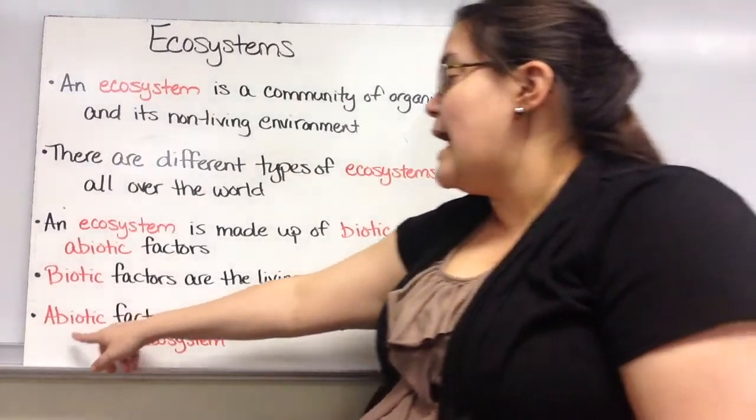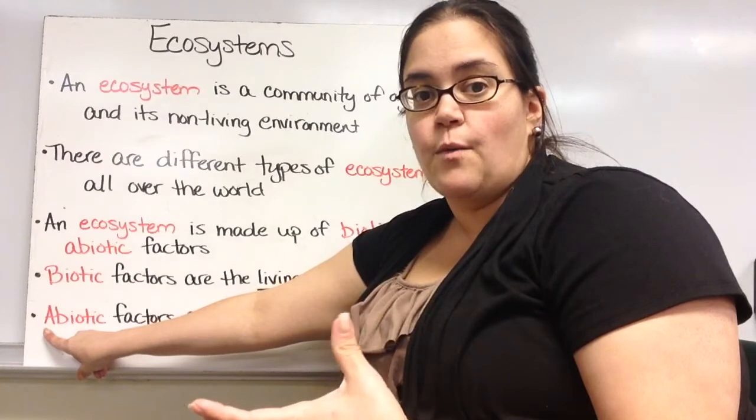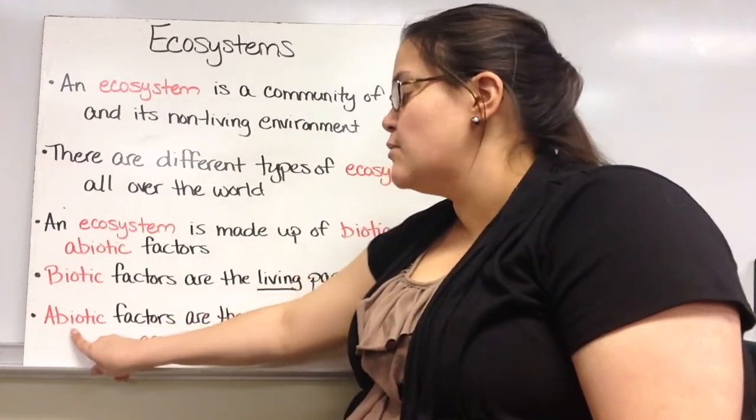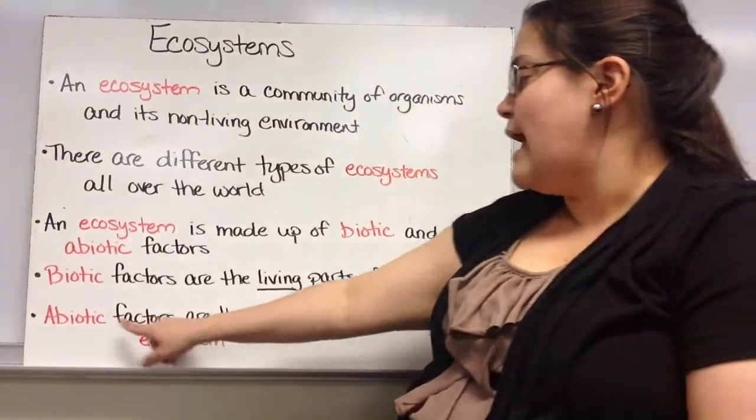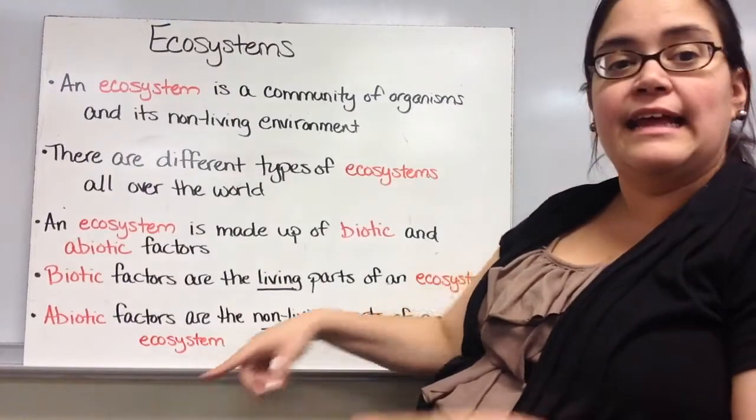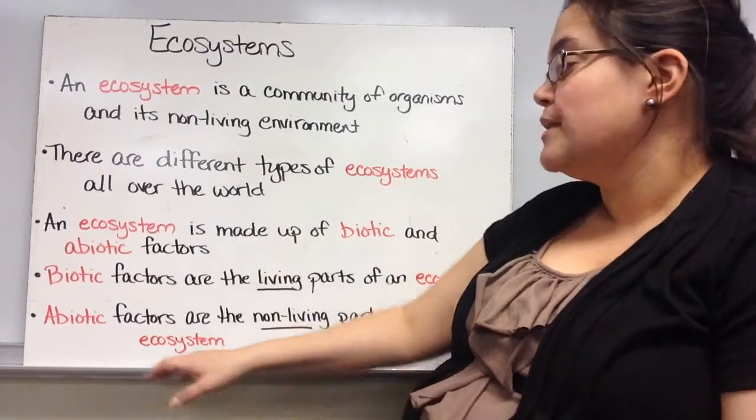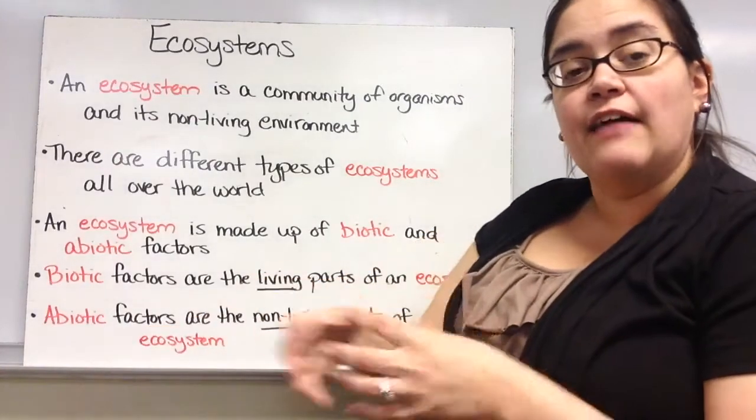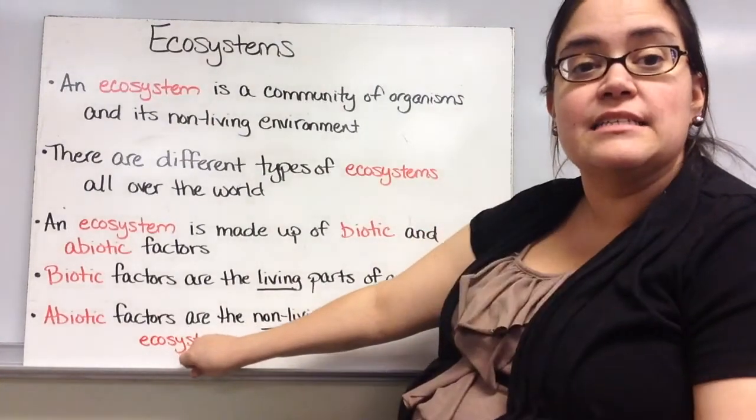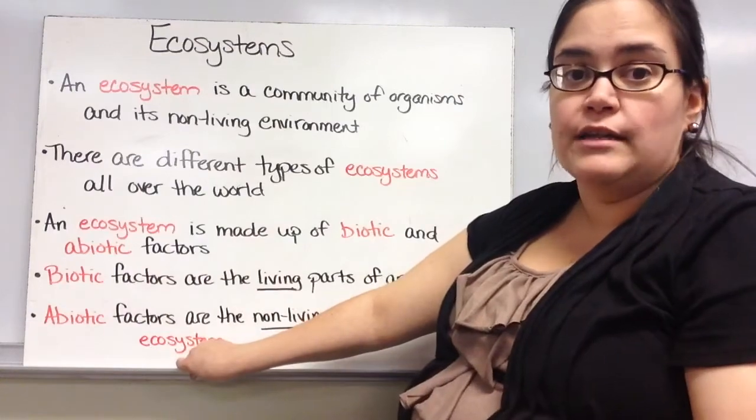Abiotic, remember if you add the letter A to the front of a word, it means not or the opposite of. So this means not living. Abiotic factors are the non-living parts of an ecosystem. So anything in that environment that is not alive or is no longer alive. So abiotic could mean was never alive, like a rock, or it could mean is no longer alive, like a dead animal, or a tree that's fallen over. It could mean that too.